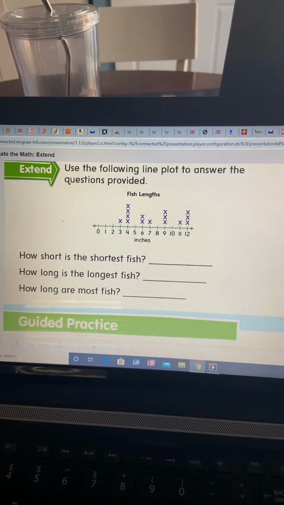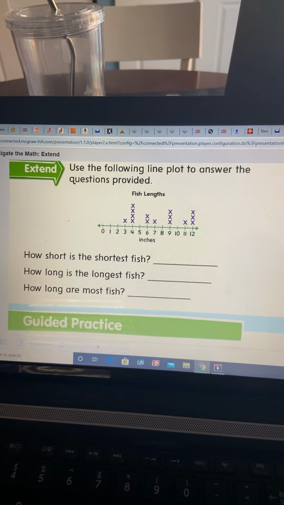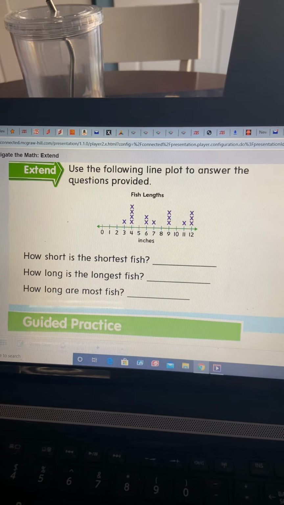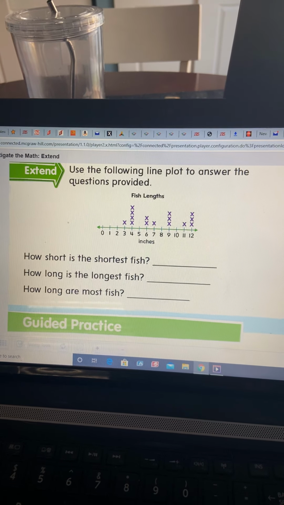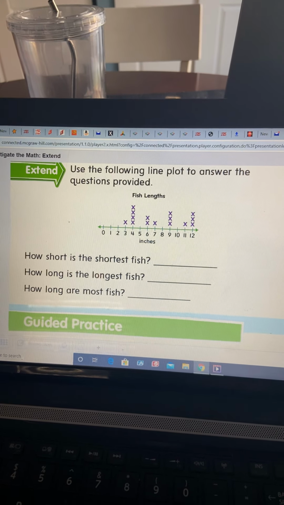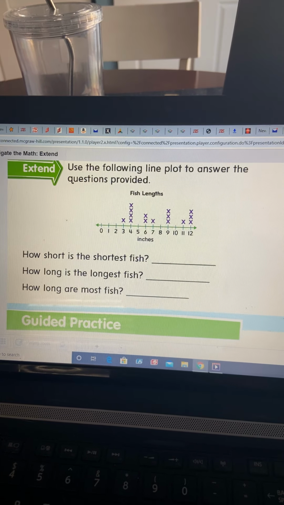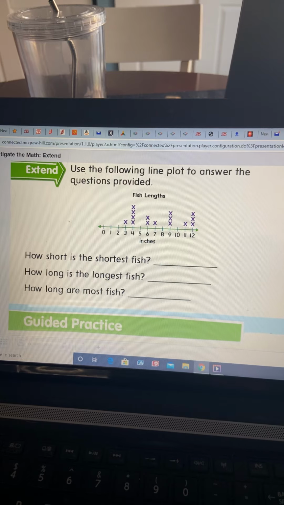If you said 1, you're correct. How many were 9 inches long? If you said 3, you're correct. All right. And how many were 11 inches long? If you said 1, you're correct. And how many were 12 inches long? If you said 3, you're correct.